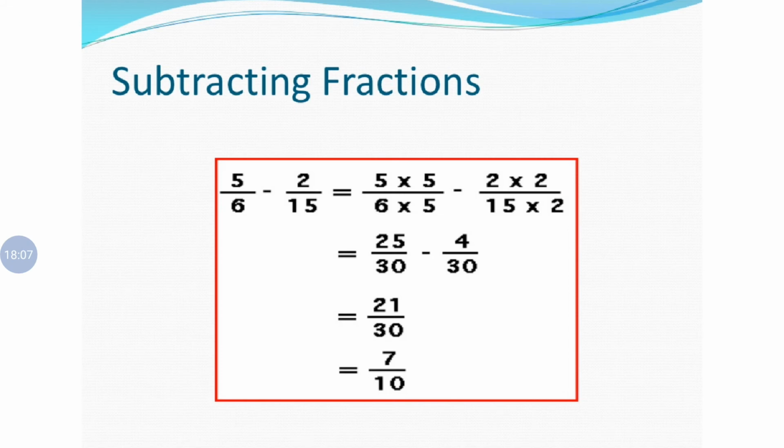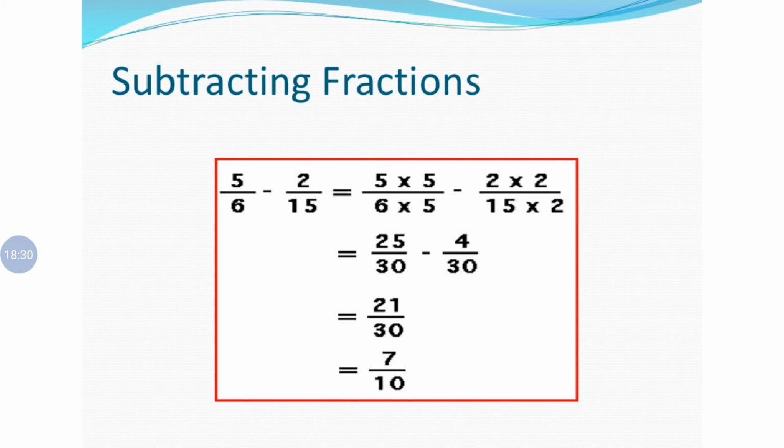Kindly write down all these sums. Subtracting fractions. 5 by 6 minus 2 by 15. So the denominators are different, so we take the LCM. The LCM of 6 comma 15 is 30.